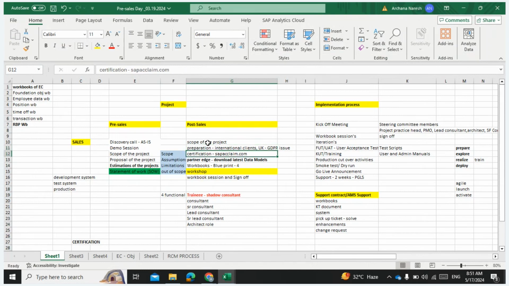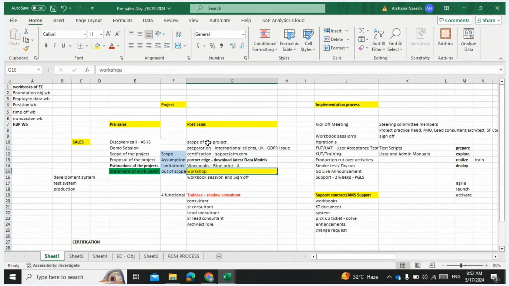Next, you have to check whether you're recently certified or not, whether you have a recent badge or not. Then you go to Partner Edge and download all the latest data models, workbooks, implementation guides, user manuals, test scripts, and whatever else is there. Download it and keep it for yourself. So the workbooks are ready, and your preparation for the workshop should be ready.